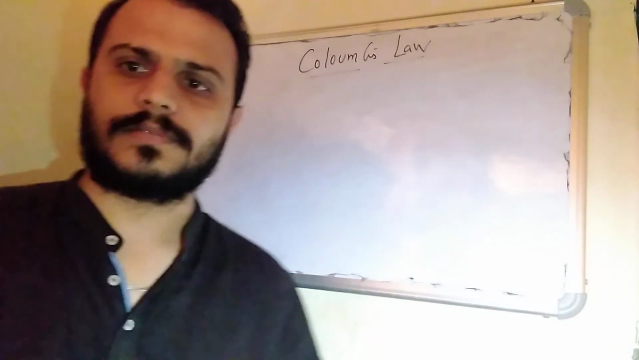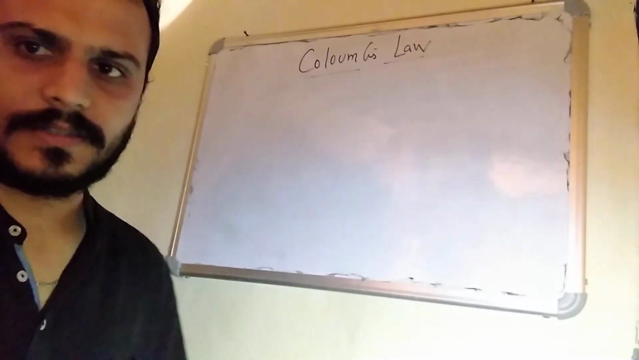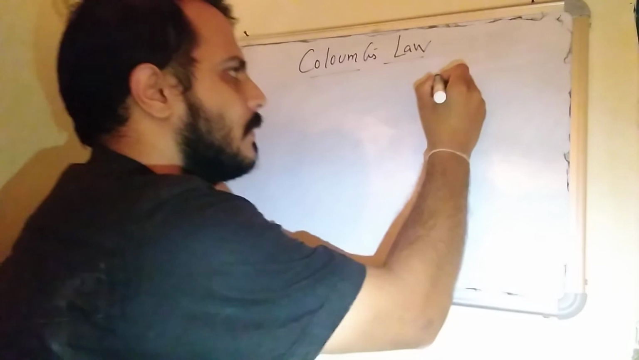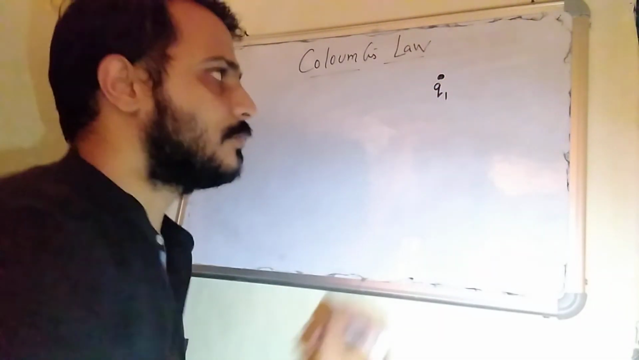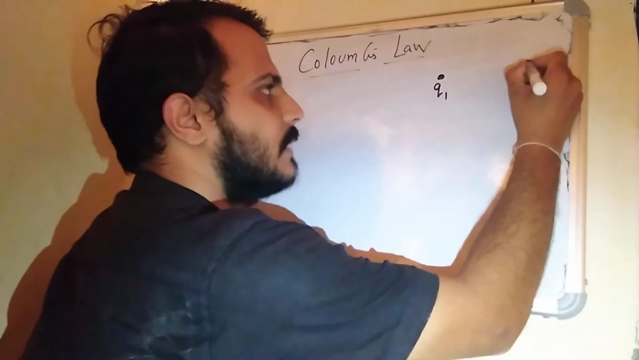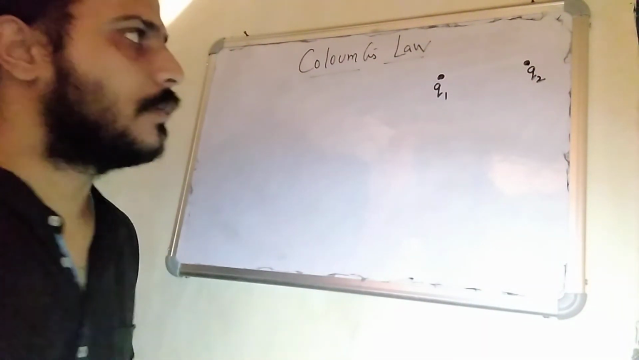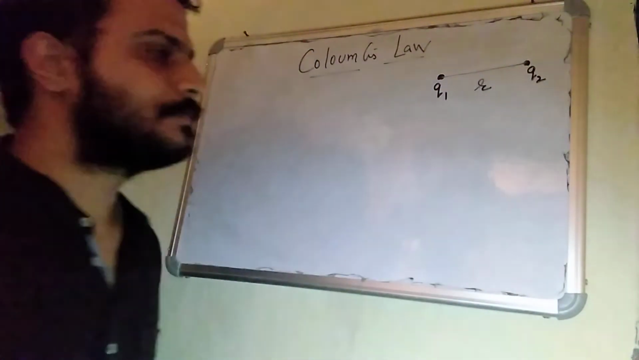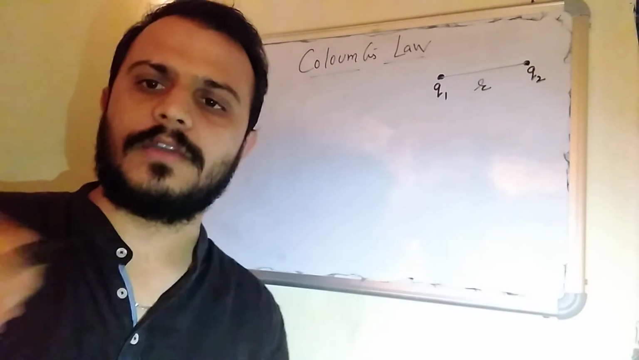So let us derive the expression for Coulomb's law. Let us consider we have two charges and we consider that these are point charges. I consider one charge here and its name is Q1. Q1 is the magnitude of this charge, and Q2 is the magnitude of the second charge. They are separated by a distance small r. I say that these are point charges. So what is the meaning of point charges?